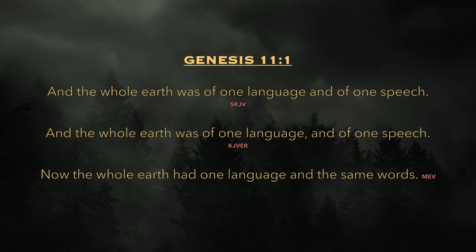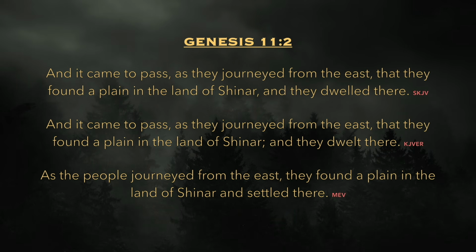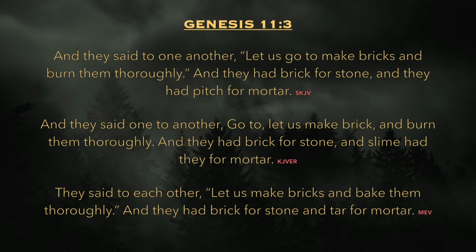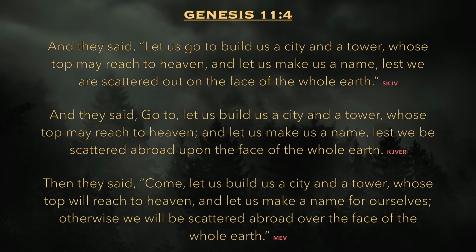All right, I'm going to jump over to, let's go over to chapter 11, Genesis chapter 11. And the whole earth was of one language and of one speech. And it came to pass, as they journeyed from the east, that they found a plain in the land of Shinar, and they dwelt there. And they said to one another, "Go to, let us make brick, and burn them thoroughly." And they had brick for stone, and slime had they for mortar. And they said, "Go to, let us build us a city and a tower, whose top may reach unto heaven, and let us make a name, lest we be scattered abroad upon the face of the whole earth."